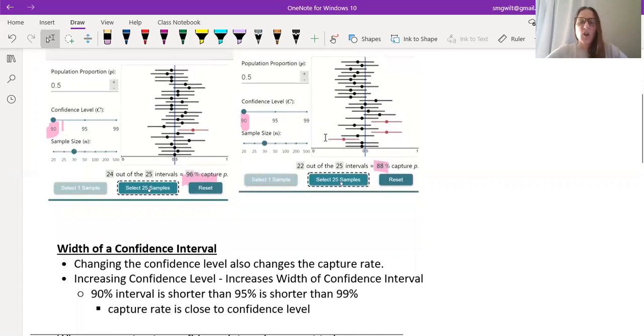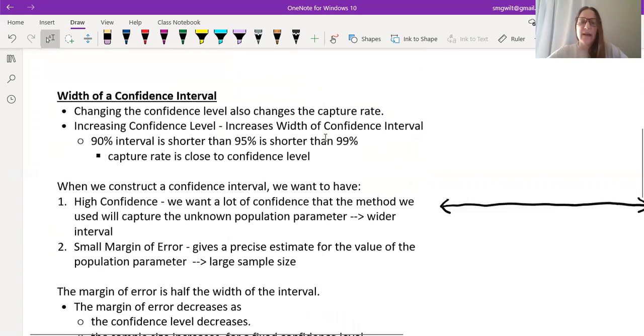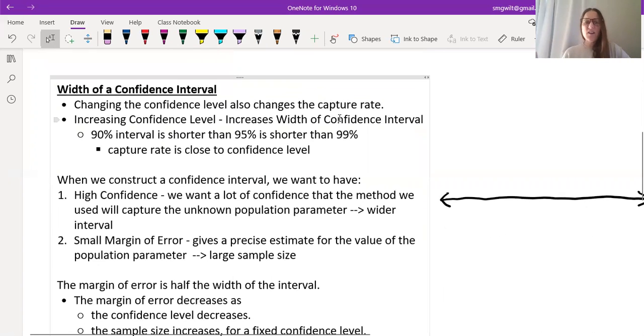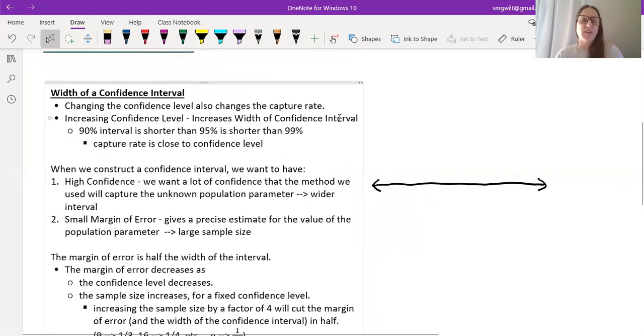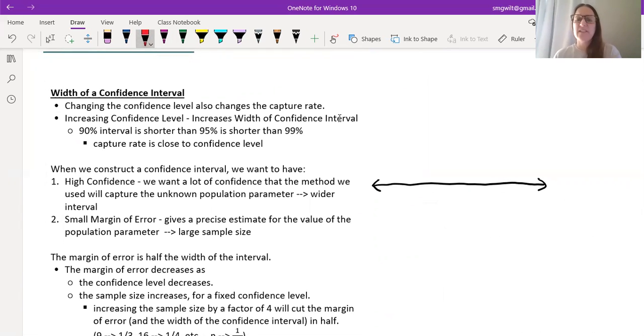The rest of this talked about optimizing confidence intervals and how the margin of error is related to different things. Changing the confidence level also changes the capture rate. If I increase my confidence level, it increases the width of the confidence interval. So a 90% interval is shorter than a 95% interval, which is shorter than a 99% interval.